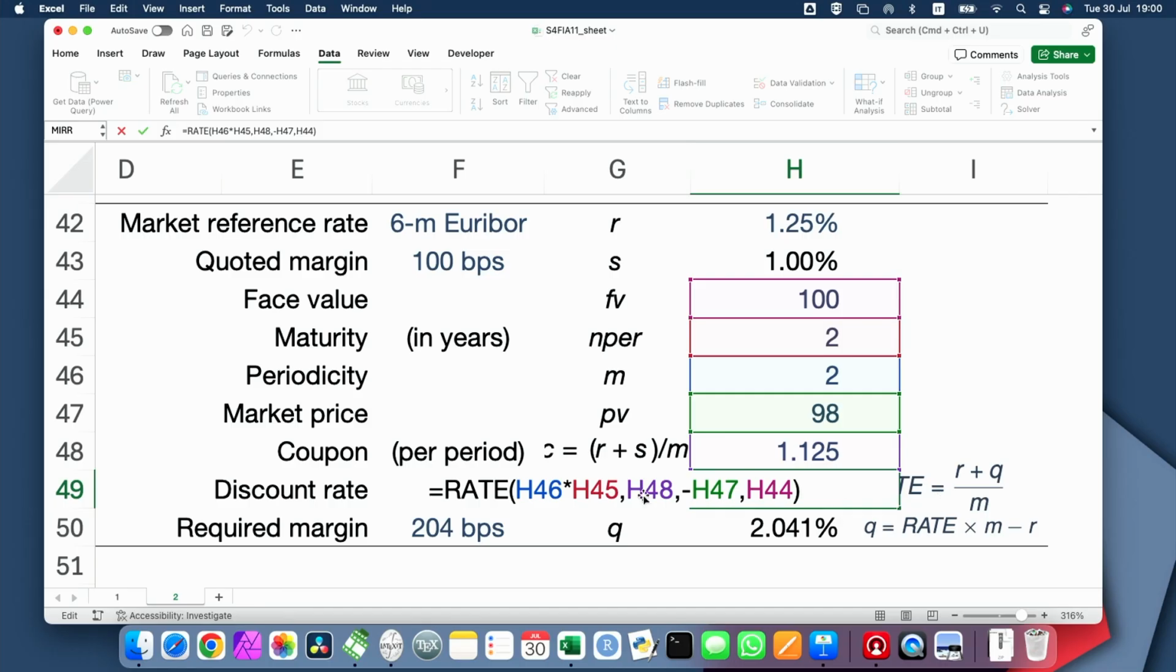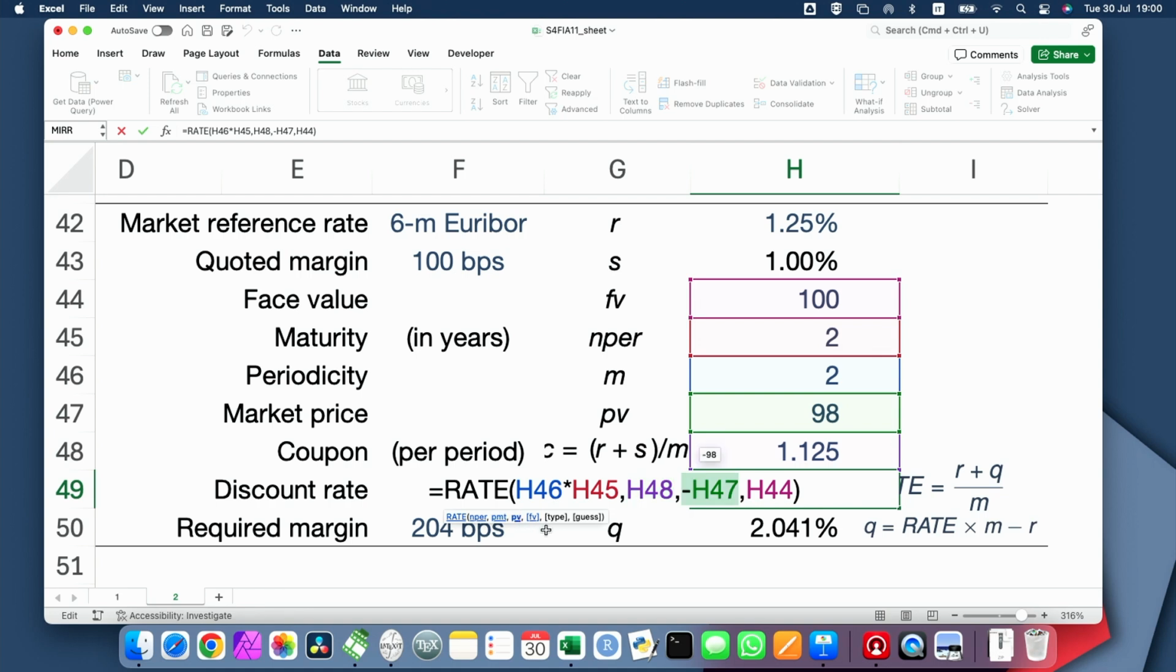NPER is the number of periods, or the product of time to maturity in years and periodicity of the coupon payments. In this case, 2 times 2, or 4. Then PMT for payment is the coupon, that is 2.25% divided by 2. Then PV for present value, which is our market price. Make sure to enter the market price. In this case, it's the value in cell H47 with the negative sign. This is important since Excel will be seeking an internal rate of return. And then in cell H44, we have the future value, that in our case is the face value.